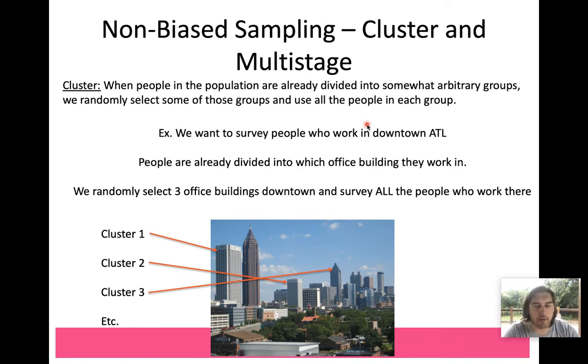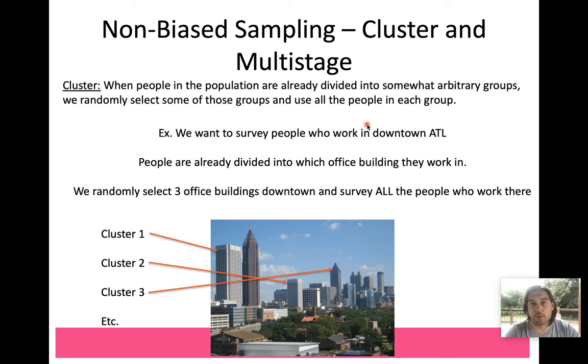We give it a number. Let's say there's 50 office buildings, so we have 1 through 50. We then randomly choose 5 of those office buildings, and then we collect data from everyone in the office building. So we're taking advantage of already existing clusters. We randomly choose a few of those clusters, and then we collect data from all of the people in each cluster. You often see this in educational psychology when people study schools.